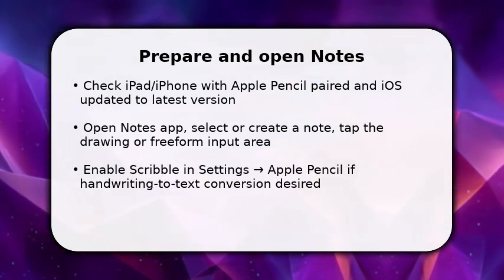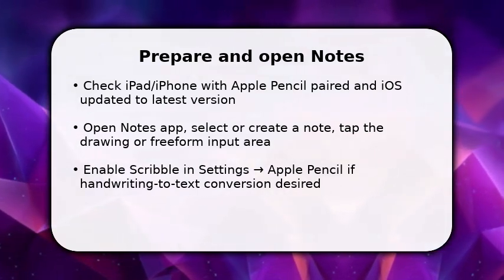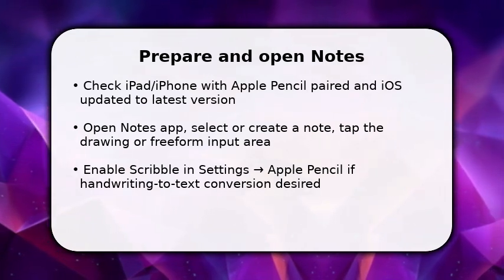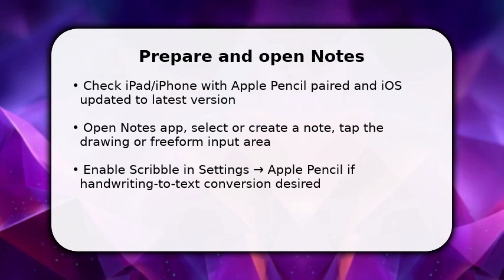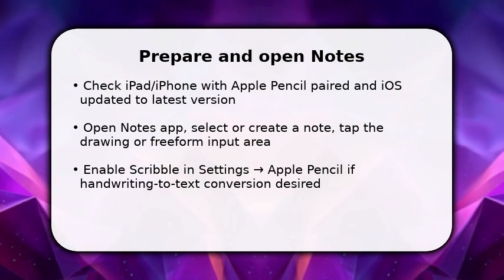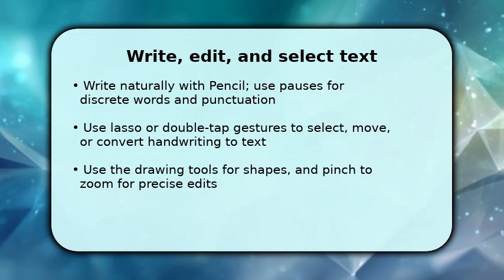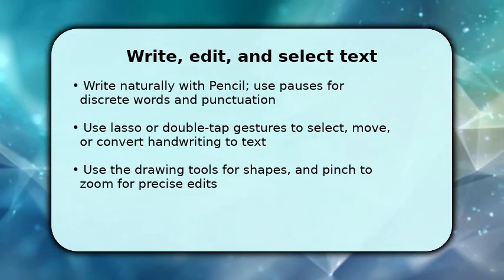Make sure Scribble is enabled in Settings under Apple Pencil so your handwriting converts to text if you want that. This gets you into the workspace quickly and sets up behavior so subsequent steps work predictably. You write directly with the pencil, keeping strokes deliberate so Scribble recognizes words. Brief pauses help delimit words and punctuation.